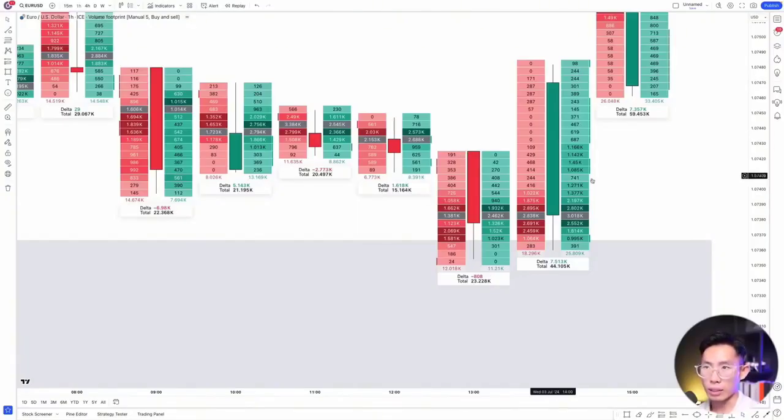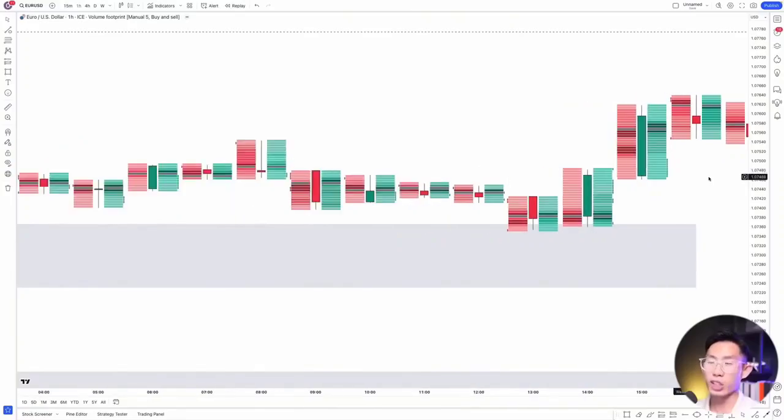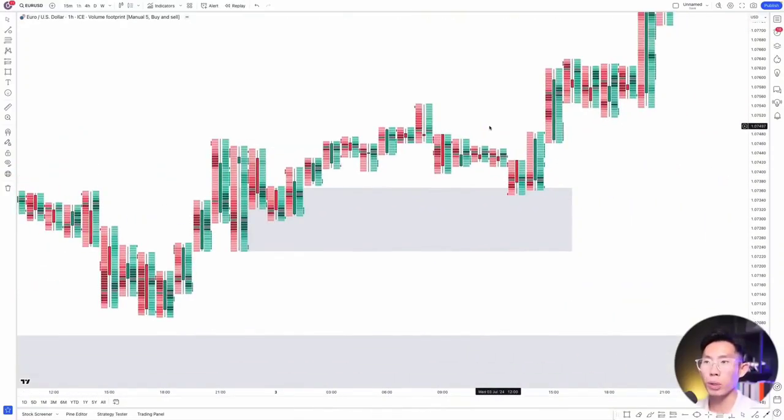And then next thing you know, demand steps into the market and pushes price up, forming this huge bullish candlestick right here. And you can see the delta is a very big positive number, right? And this pretty much just shows us that demand has officially stepped into the market. And quite simply, that's essentially how you trade footprint charts.